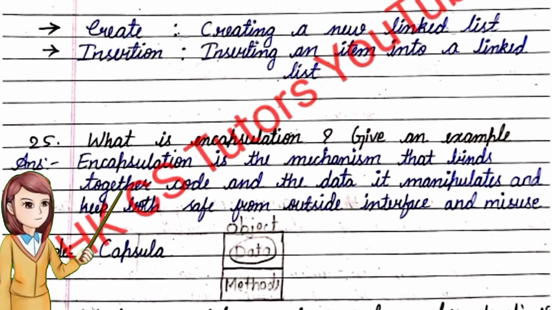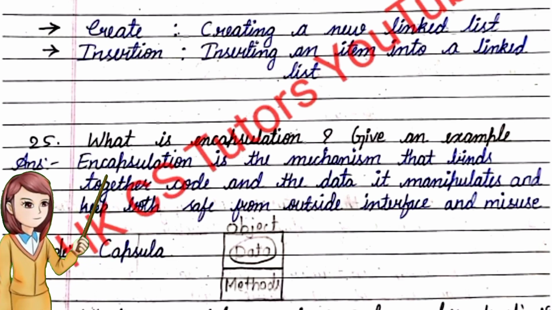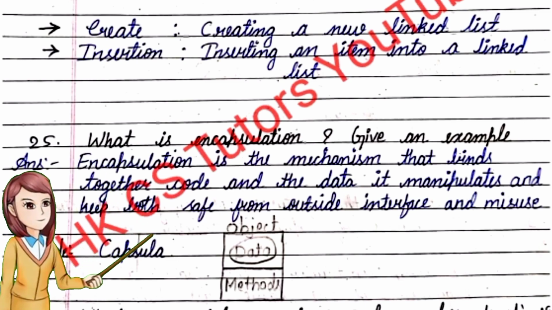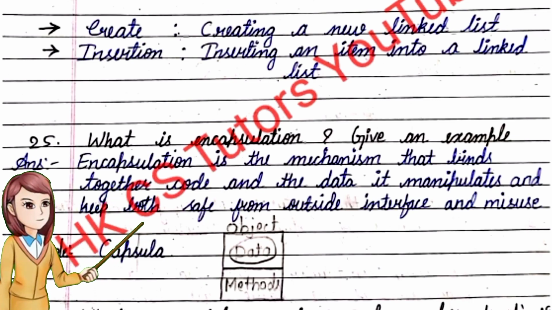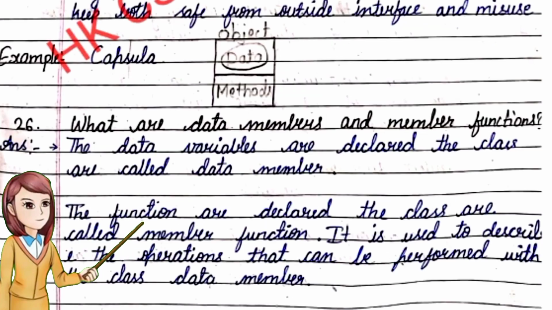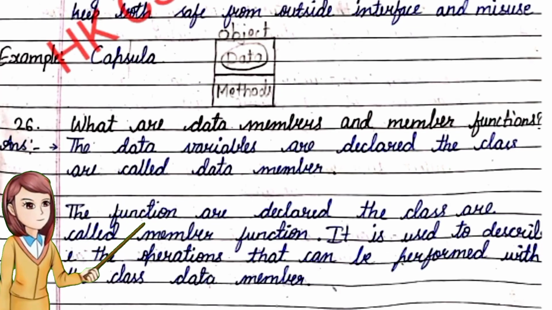25th question. What is encapsulation? Give an example. Encapsulation is the mechanism that binds together code and the data it manipulates, and helps keep both safe from outside interference and misuse. Example: capsule.